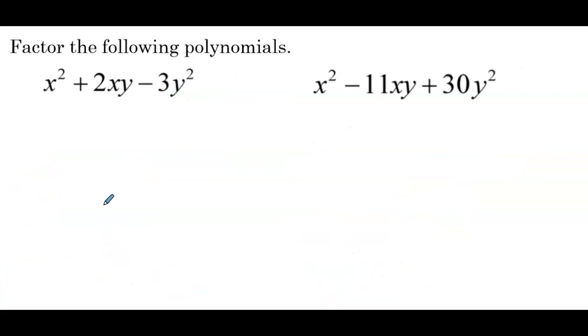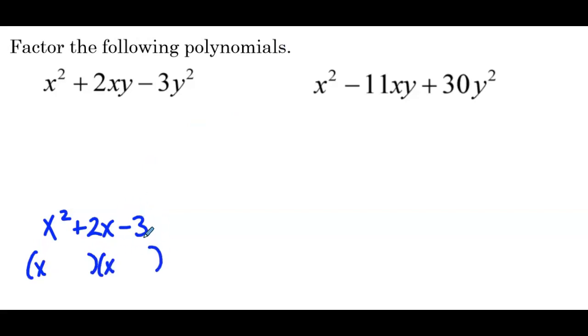Now, what happens when our trinomial has both an x and a y in it? Like x squared plus 2xy minus 3y squared. Well, let's look at a problem without the y in it first. So let's look at x squared plus 2x minus 3. If we were asked to factor that, our factors would start with x.